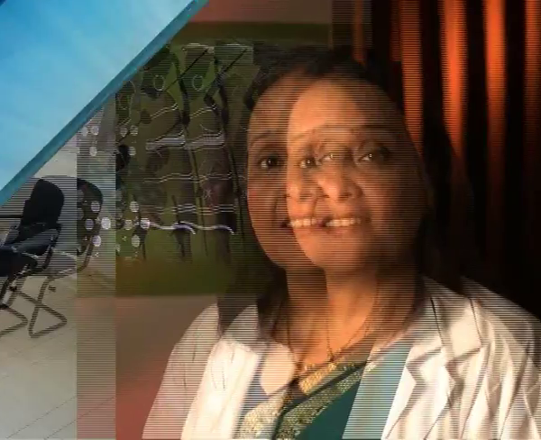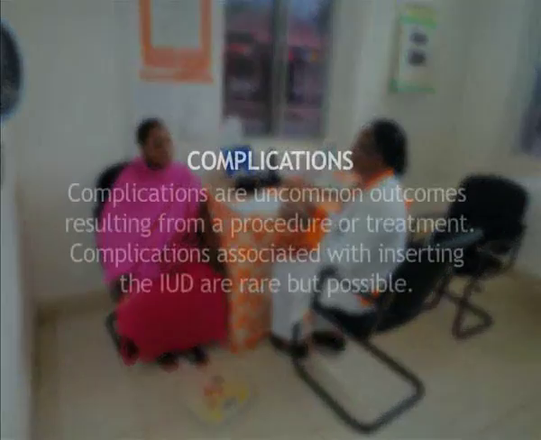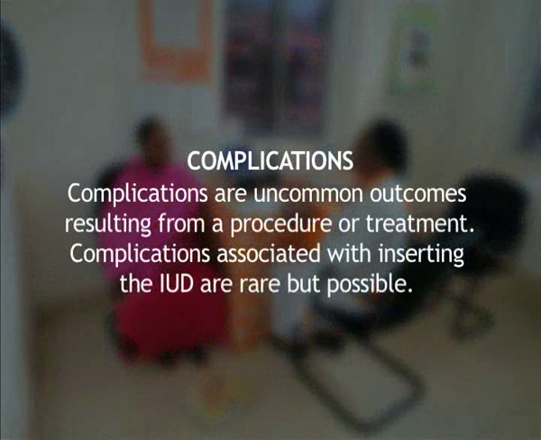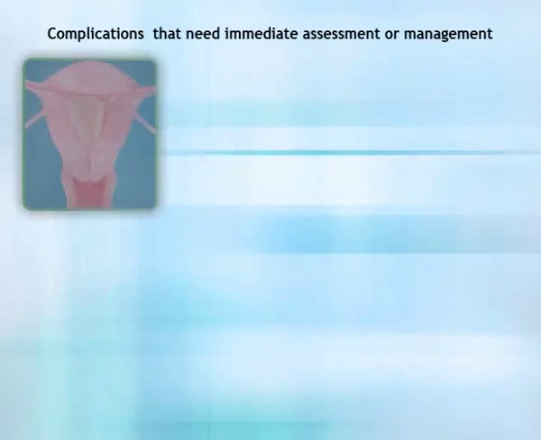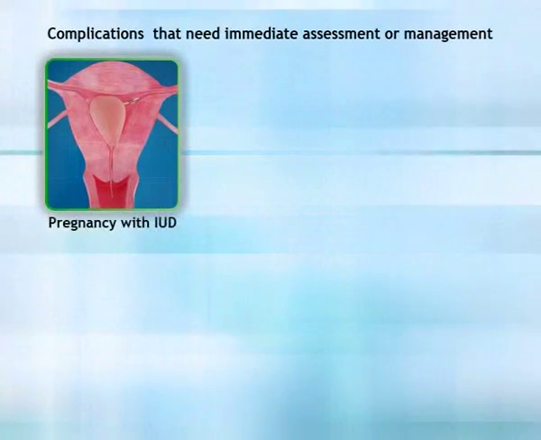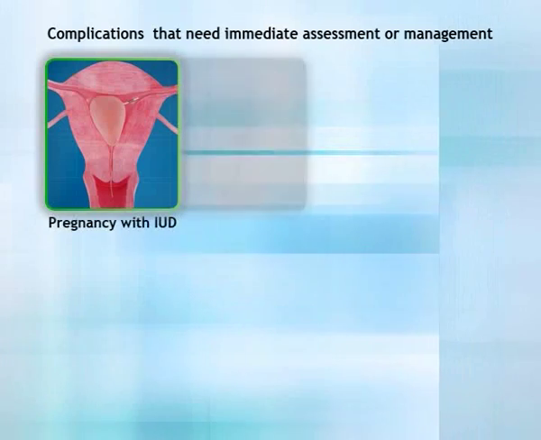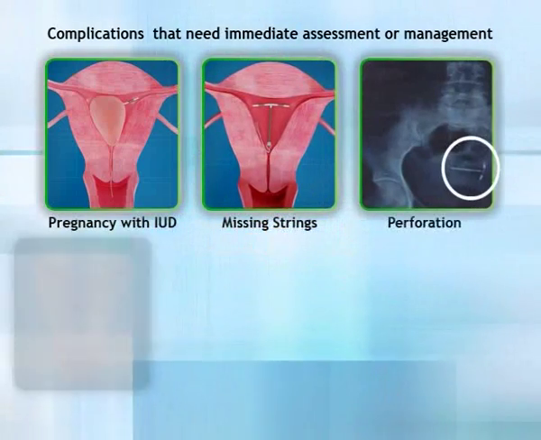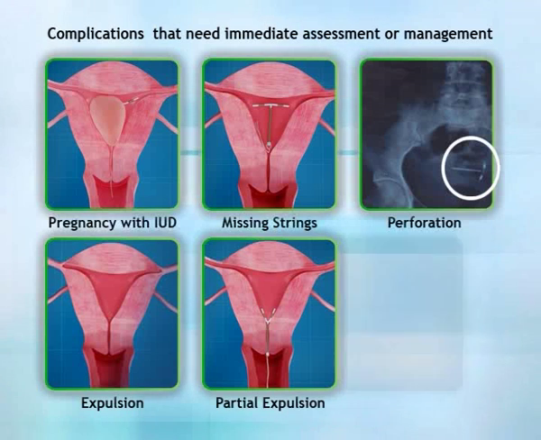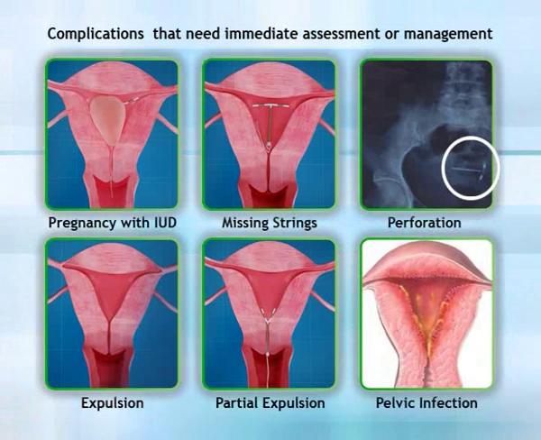Before going any further, let us discuss the difference between a complication and an adverse event. Complications are uncommon outcomes resulting from a procedure or treatment. Complications associated with inserting the IUD are rare but possible. Complications that need immediate assessment or management include pregnancy with IUD, missing strings, perforation, expulsion, partial expulsion, or infection. Missing strings may also be a sign of perforation. If complications are not properly managed, they can become an adverse event.